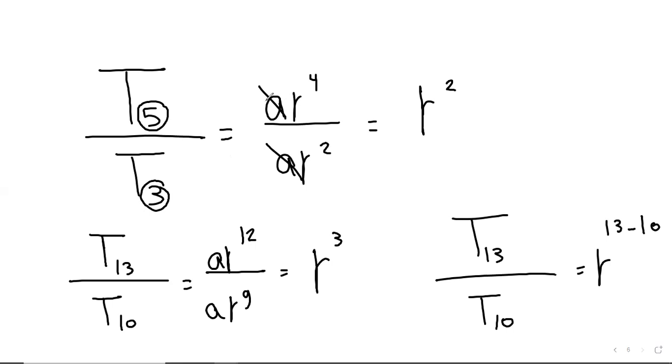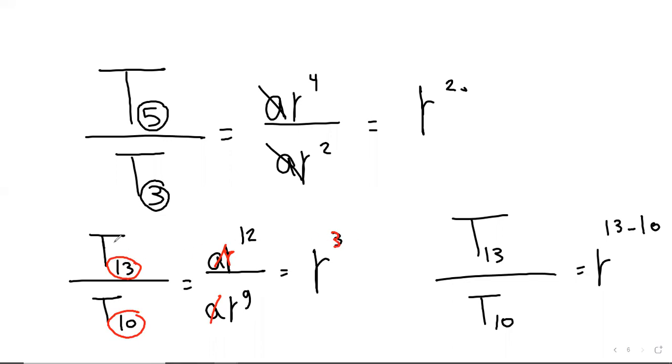When dividing them, we are going to cancel A, and then write R, subtracting powers. 4 minus 2 equals 2. Something like T13. T13 equals AR to the power of 12, and T10 is AR to the power of 9. Cancel A and A, then subtract, because we have R here and R here, so write R and subtract powers. 12 minus 9 is 3.